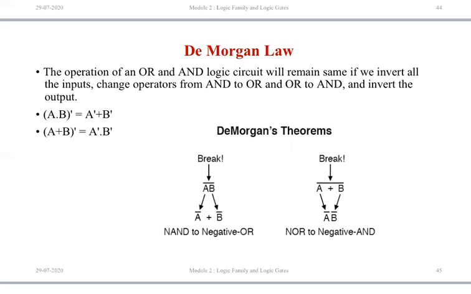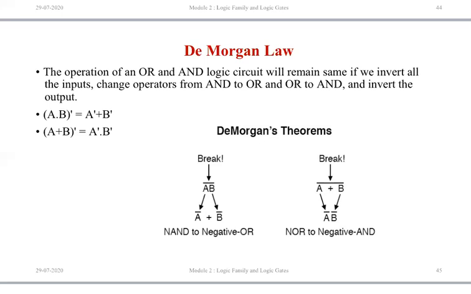So A ANDed with B, and I took its complement. The AND operation on the RHS became an OR operation. I took the complement of A and the complement of B. So A ANDed with B, the whole complement, is A complement plus B complement. The AND operation became an OR operation, and the variables became complements on the other side. So we have inverted the output.